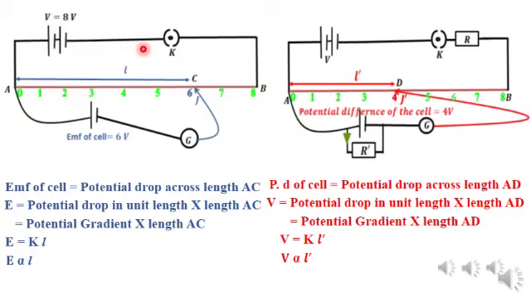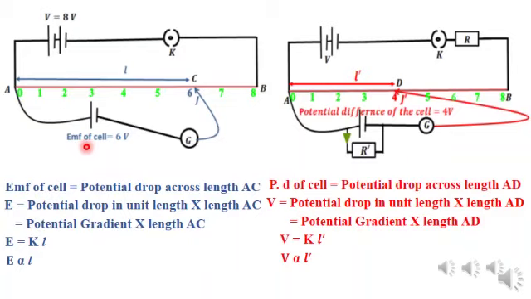Move the jockey from end A over the potentiometer wire. When the potential drop in the wire is equal to the EMF of the cell, the galvanometer shows zero deflection. Since now the cell is not sending current through the galvanometer, the cell is in open circuit, and hence now we are measuring the EMF of the cell, not the potential difference of the cell.